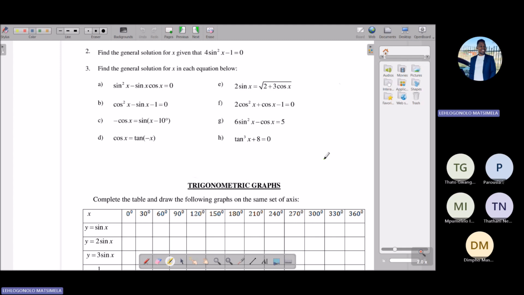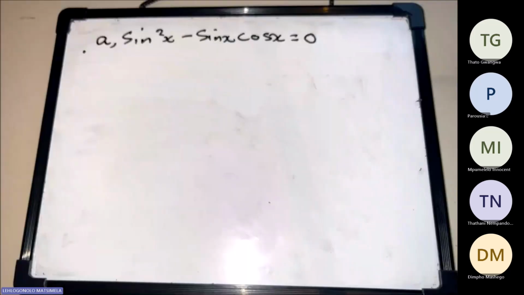Number 1 is A. Okay, it's sine to the power of 2 x multiplied by cos x equals 0. Now, at first, make sure that your whole thing equals 0. Make sure that your whole thing equals 0. Let everything be equal to 0.